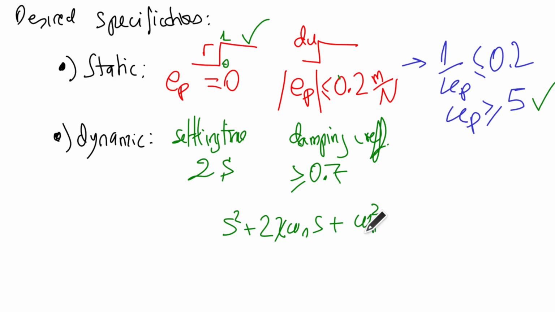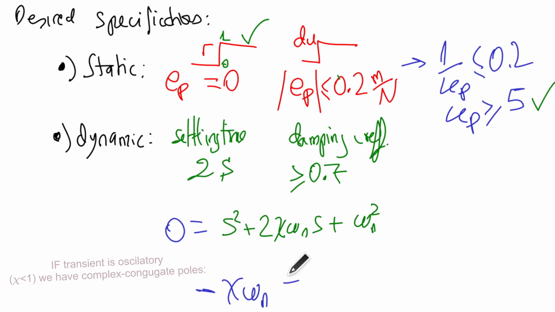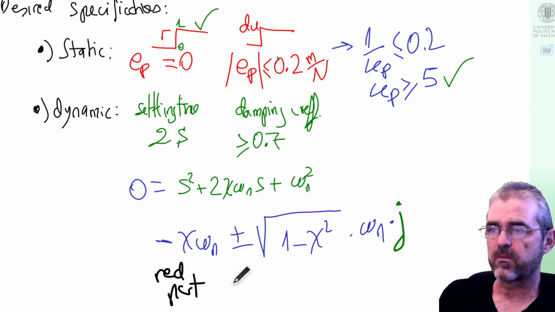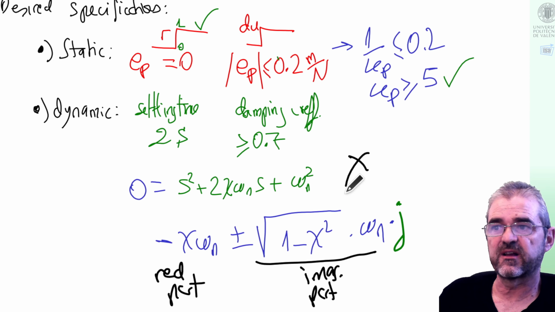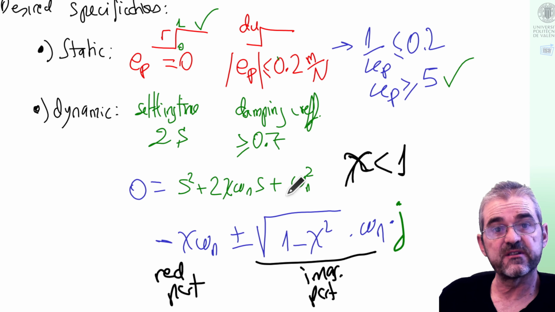Let us now discuss the settling time and damping coefficient. In particular, if my closed loop is of second order, the roots of the characteristic equation will give me the poles. If I have some oscillation, using the second order formula, the poles will have a real part of minus chi omega n, plus or minus the square root of 1 minus chi squared times omega n times the imaginary unit. So this will be the real part, and this will be the imaginary part if we are assuming chi is less than 1.